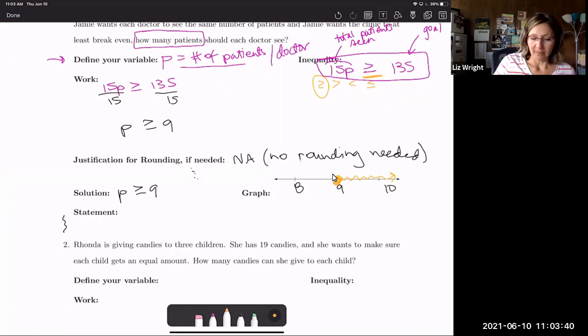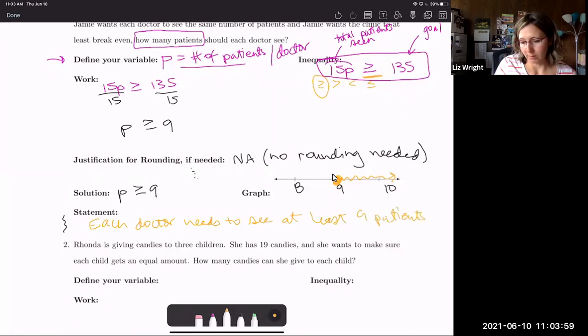So for our statement, we're going to write out exactly what we've just been talking about. Each doctor needs to see at least 9 patients per day in order to break even.